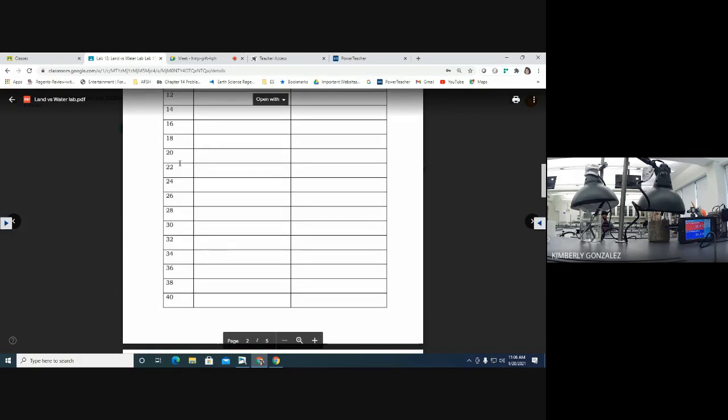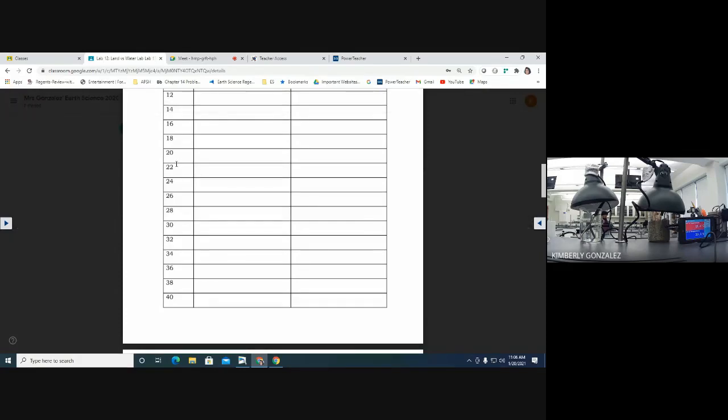Right in between where it says 20 and 22 on the lab itself, you're going to put a line where it says turn lamp off. So from 0 minutes to 20 minutes, the lamps, or the heat, are going to be on. From 21 through 40, the lamp is going to be off.